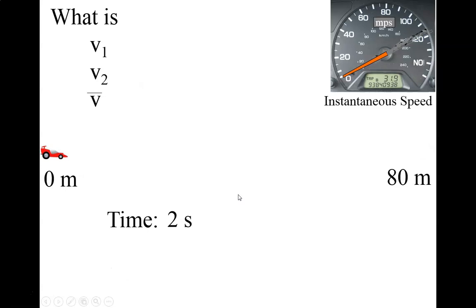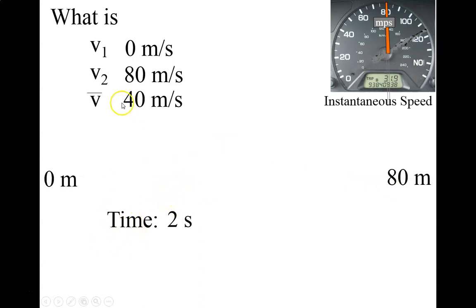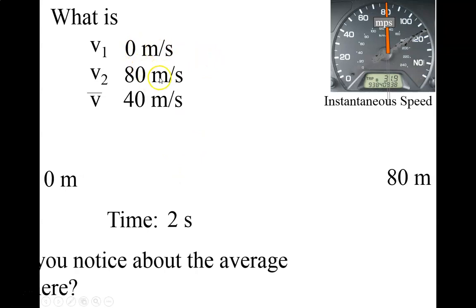So now let's look at something that does have a constant acceleration. We start from rest and we speed up and we travel our 80 meters, and we do that in 2 seconds. So our initial velocity is 0. Our final velocity was 80. And our average velocity, again, was 80 divided by 2, which is 40 meters per second. Notice that the average velocity is the average of the initial and the final velocities, because our acceleration was constant. So that's the key point here: if your acceleration is constant, then your average velocity is just the average of your two velocities.